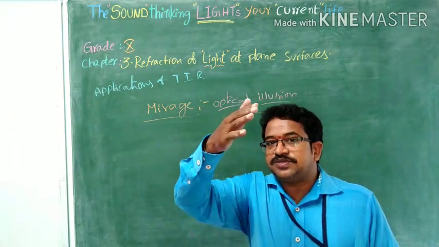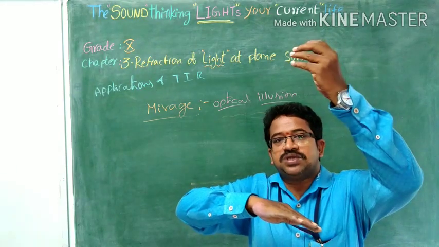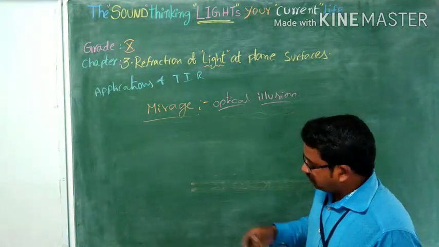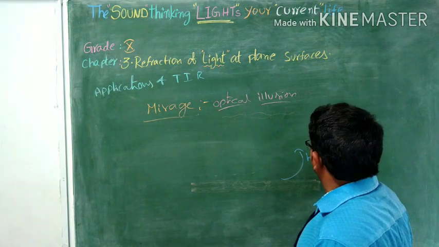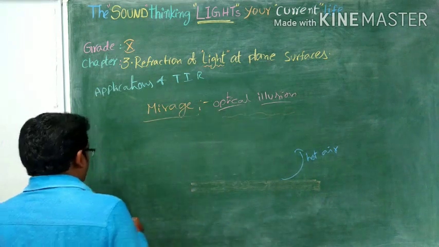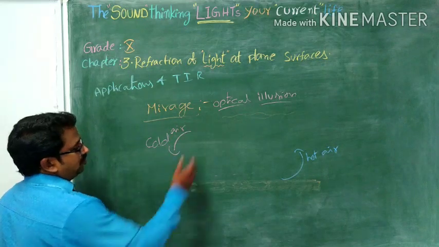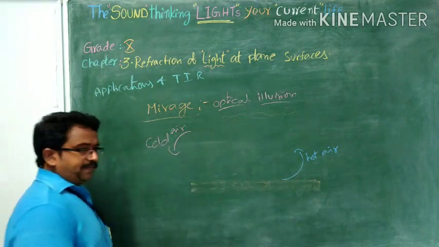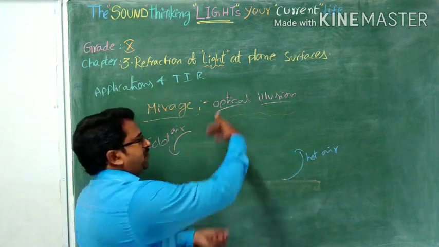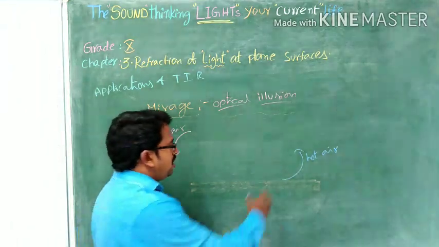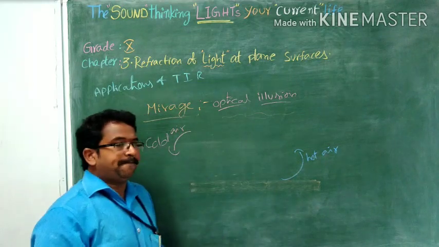So dense means what happens? It will come down. Hot air has less density, it will move up. Okay, so here hot air is moving up, and what about the cold air? Cold air is coming down. So on the surface of this, hot air is moving up, cold air is coming down. So all the media has been intermixed here.